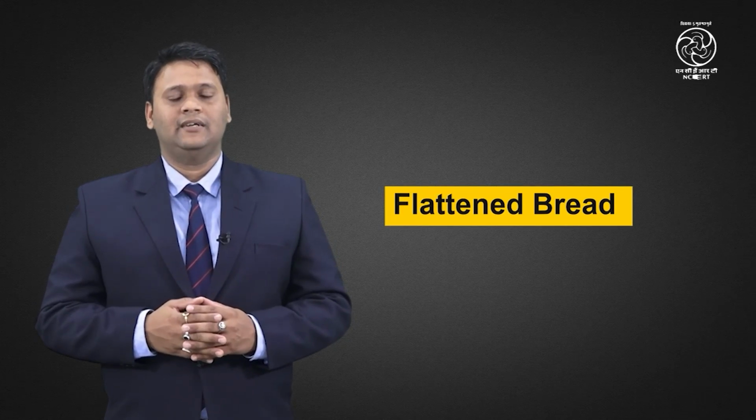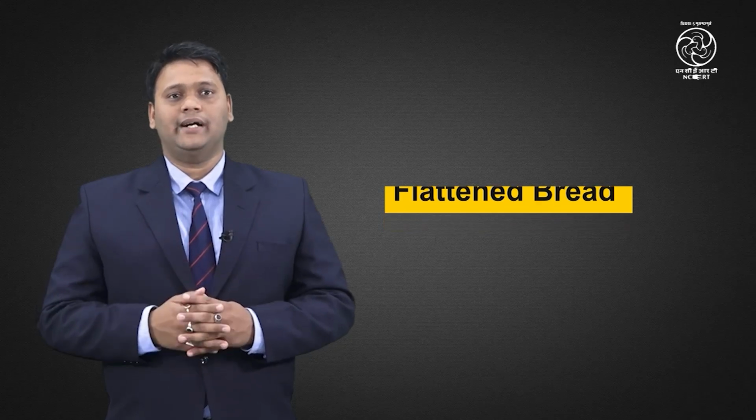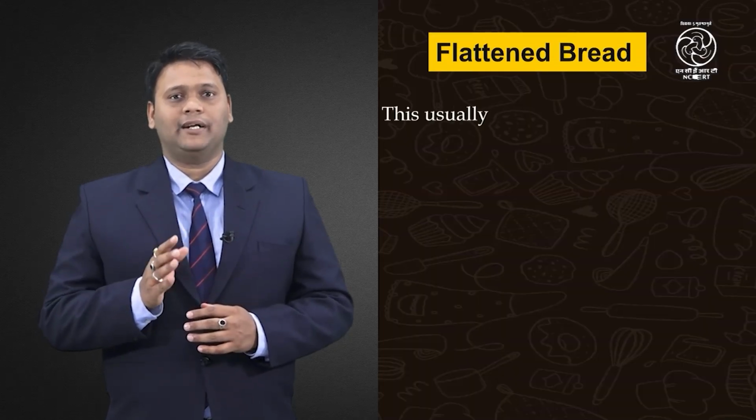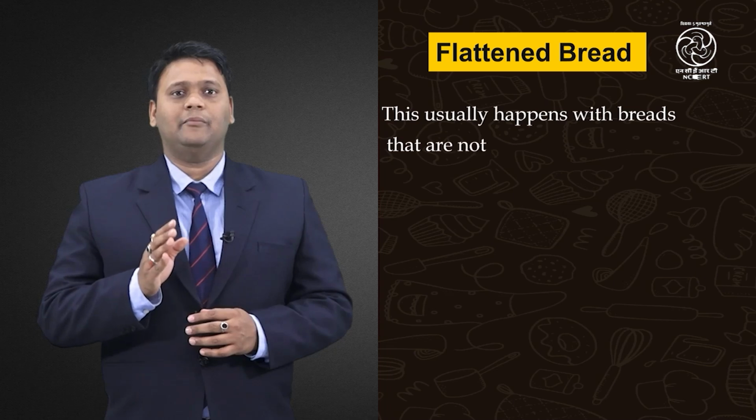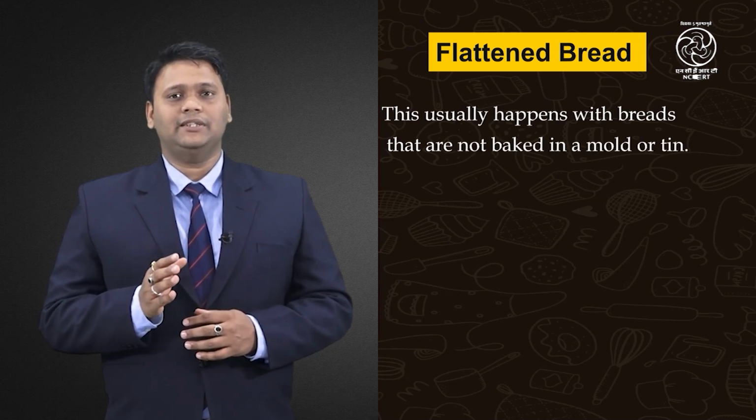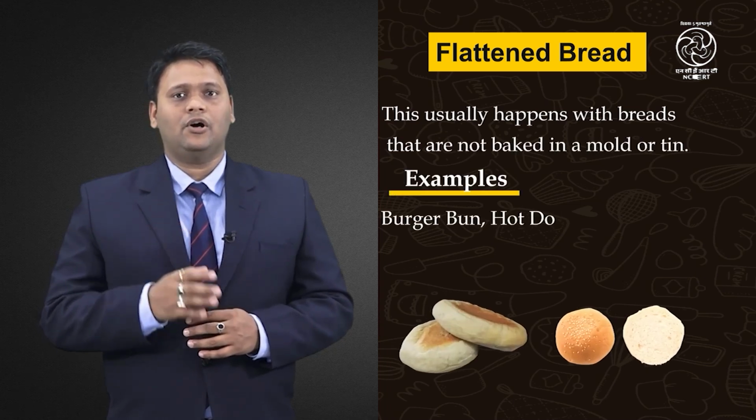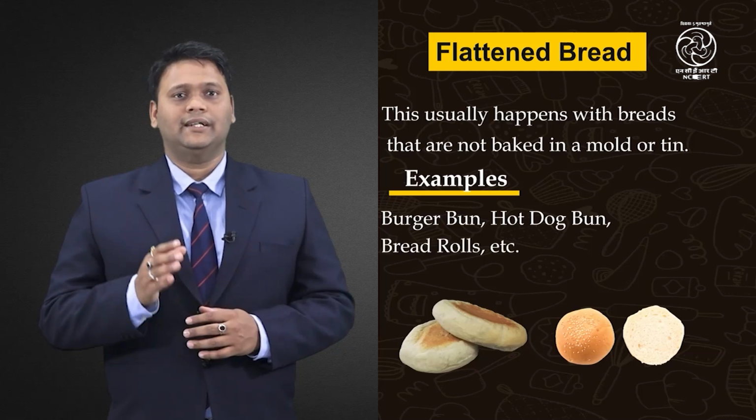Following are the types of fault that can be visible in the bakery products. First is flattened bread. This usually happens with the bread that are not baked in a mold or tin. Examples are burger bun, hot dog bun, bread rolls, etc.